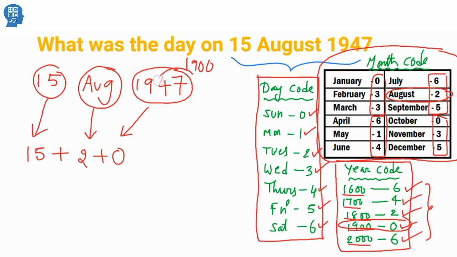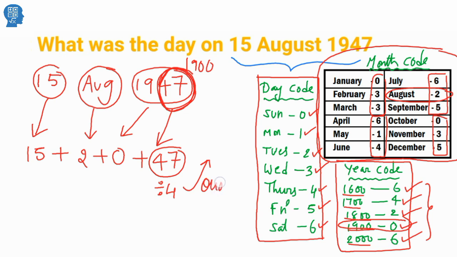The fourth one is the last 2 digits of the year, which is 47. Next, the fifth number is very important. Please listen carefully. The fifth number is the quotient when you divide the fourth number by 4. So here you divide 47 by 4 and take the quotient, not the remainder. How many times will it go? 11 times, since 11 times 4 is 44.